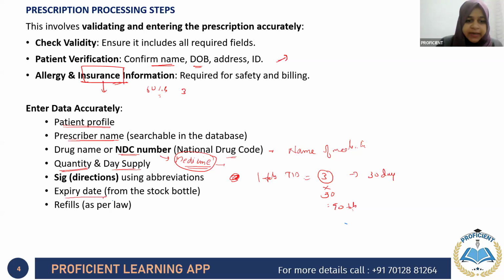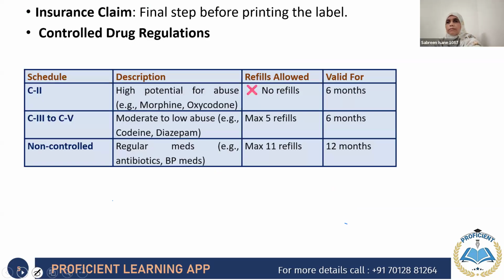Then the expiry date you have to mention from the bottle. Whatever batch you took will have that expiry date. That also you have to mention. And finally, refills, the number of refills; we will learn that. Okay, clear now?